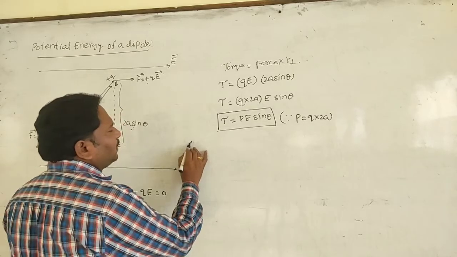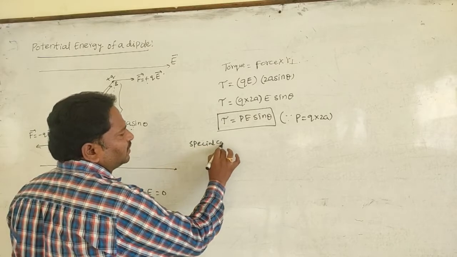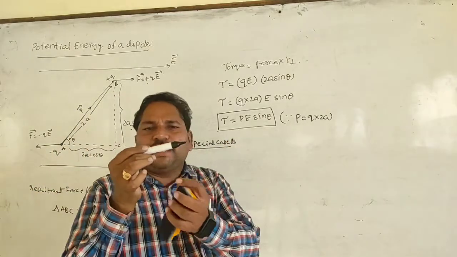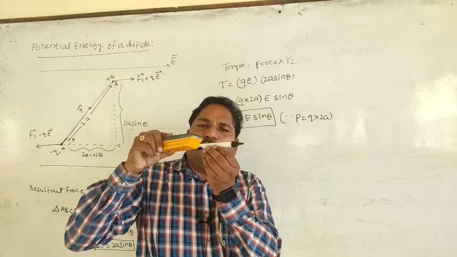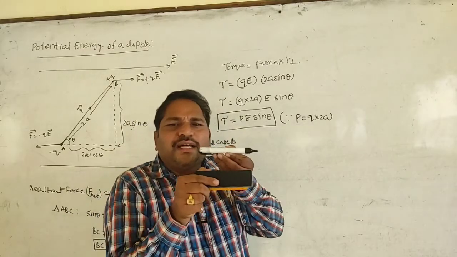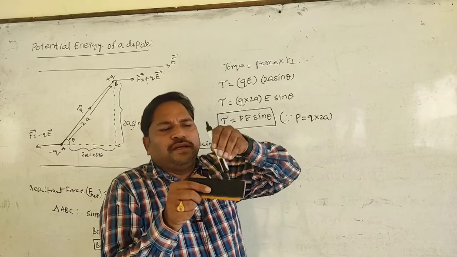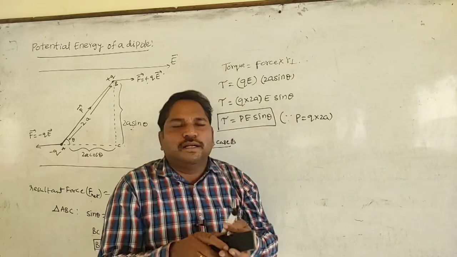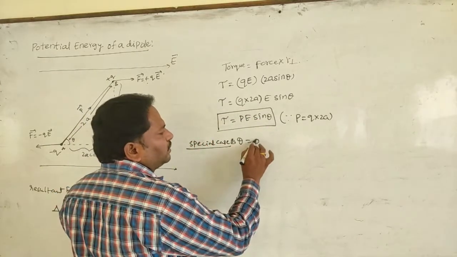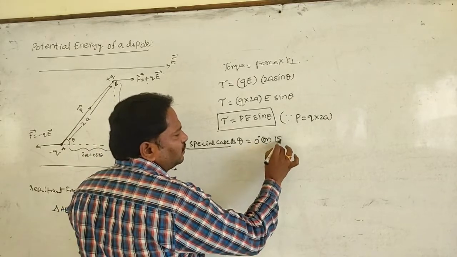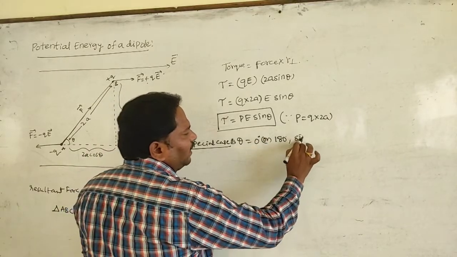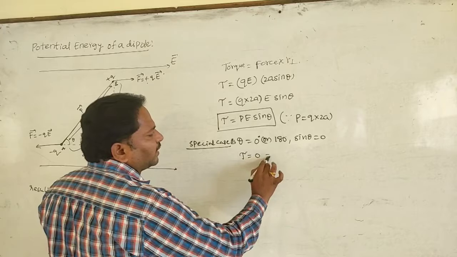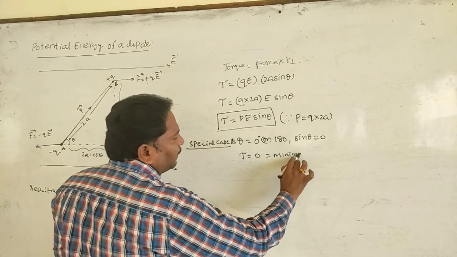Now special cases. Suppose the dipole moment and the electric field are in the same direction, making an angle theta equals 0, or in opposite directions, at 180 degrees. That means theta equals 0 degrees or theta equals 180 degrees. Sin theta becomes 0, so the torque is equal to 0. This is the minimum torque acting.